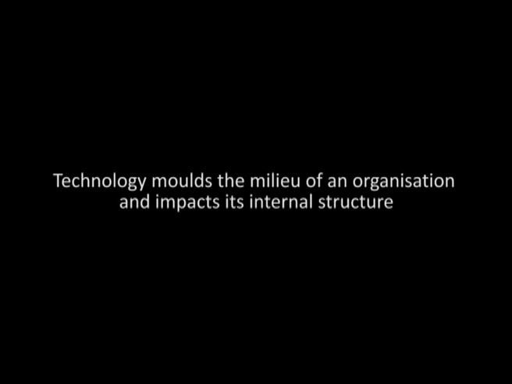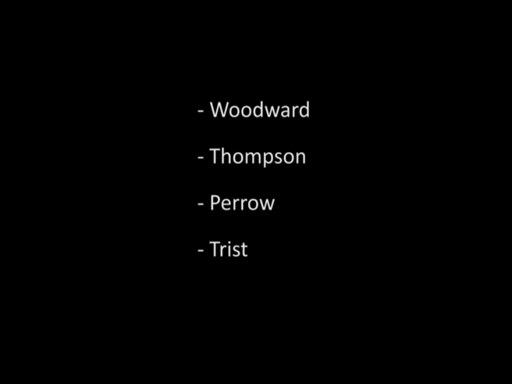Technology theory. This theory is the second important analysis of the firm after economic theory. This theory proclaims that technology is the most powerful component in an organization. It is the technology that molds the milieu of an organization and impacts its internal structure. The works of Woodward, Thompson, Perrow and Trist, which was done during 1960s and 1970s, fall under this category.